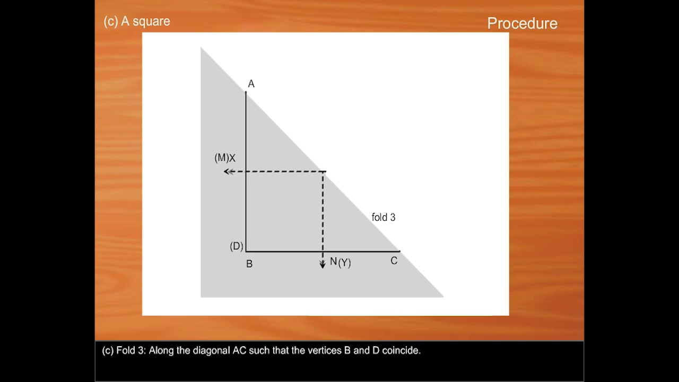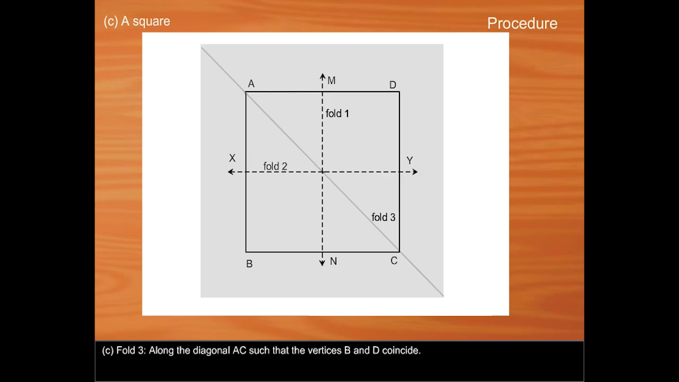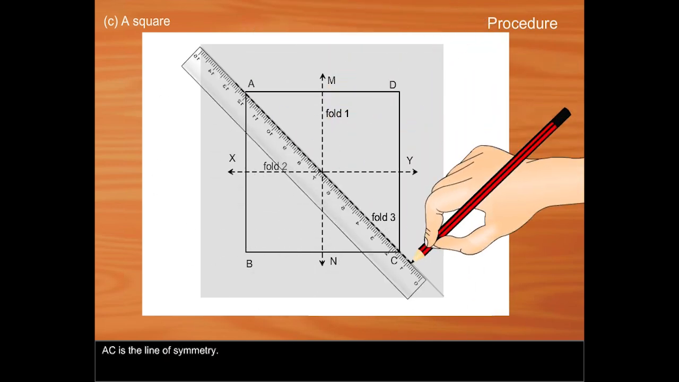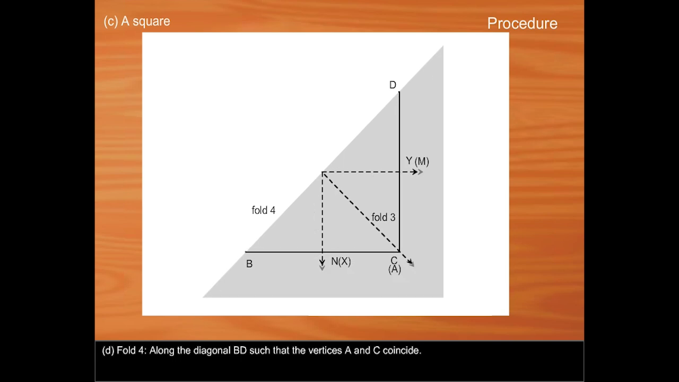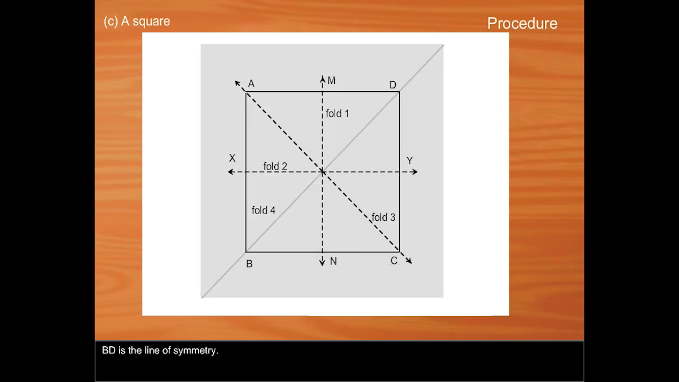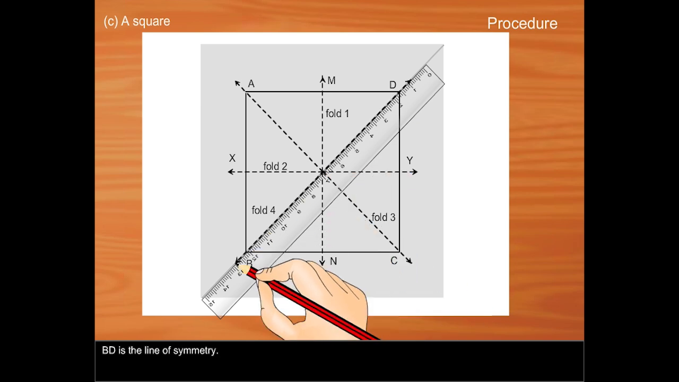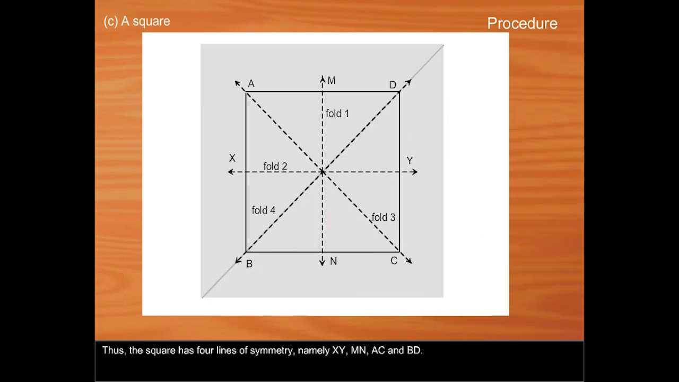Fold 3 along the diagonal AC such that the vertices B and D coincide. AC is the line of symmetry. Fold 4 along the diagonal BD such that the vertices A and C coincide. BD is the line of symmetry. Thus, the square has 4 lines of symmetry, namely XY, MN, AC and BD.